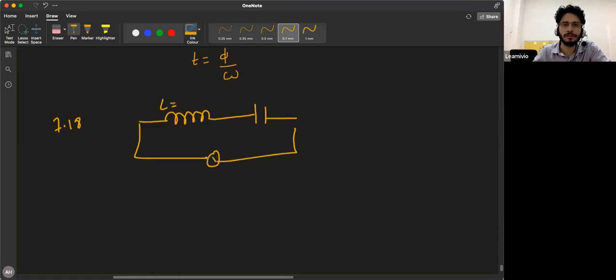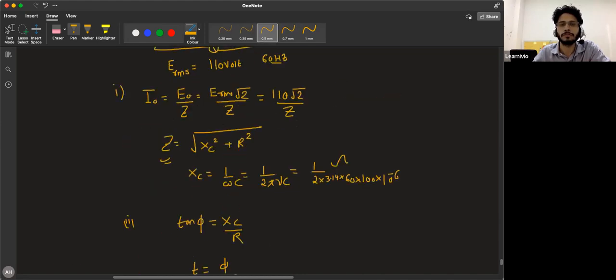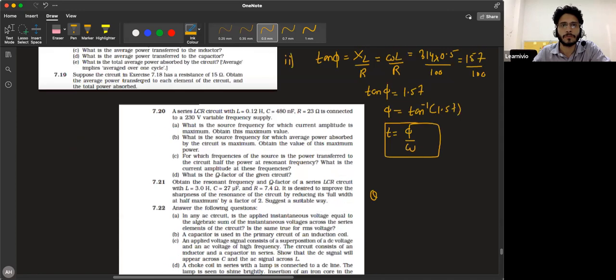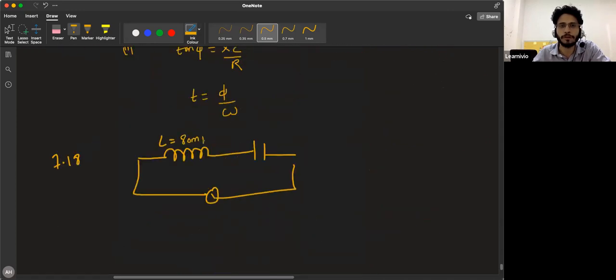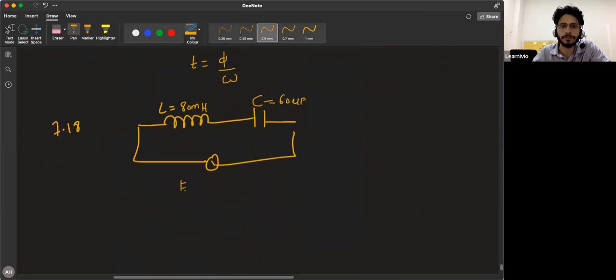What is the inductance here? 80 millihenry. Please just tell me the values. And how much is the capacitance? 60 microfarad. And how much is the ERMS? 230 volts. And how much is the frequency? 50 hertz.